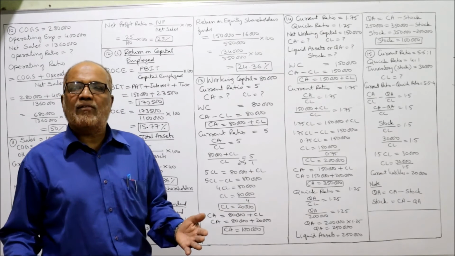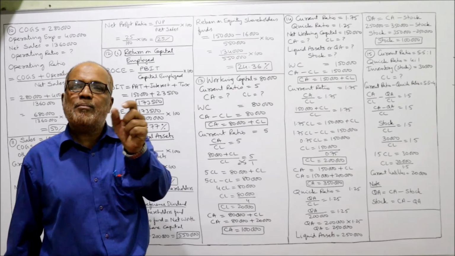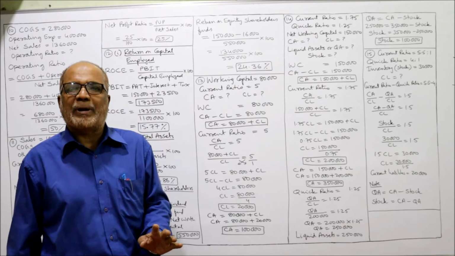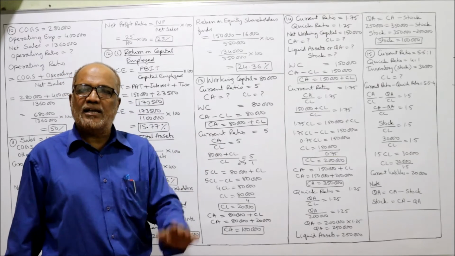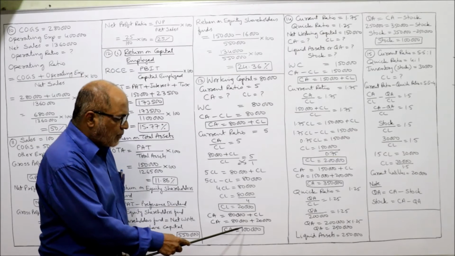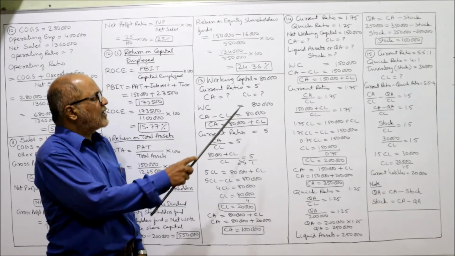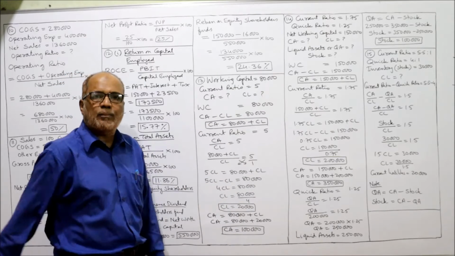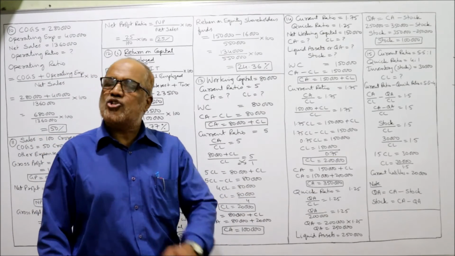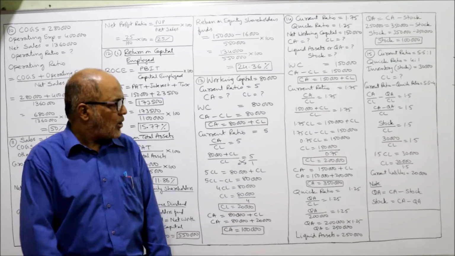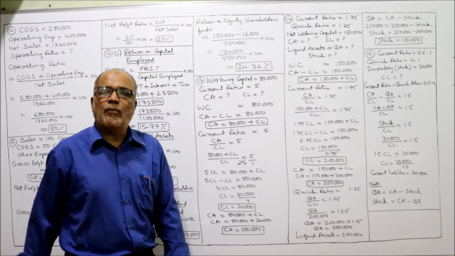Now we can check whether our answer is correct or not. CA minus CL is equal to working capital. 1 lakh minus 20,000 is 80,000. Do we have 80,000 working capital or not? Yes, working capital 80,000. That means our calculations are correct. Over. So 13th problem completed.